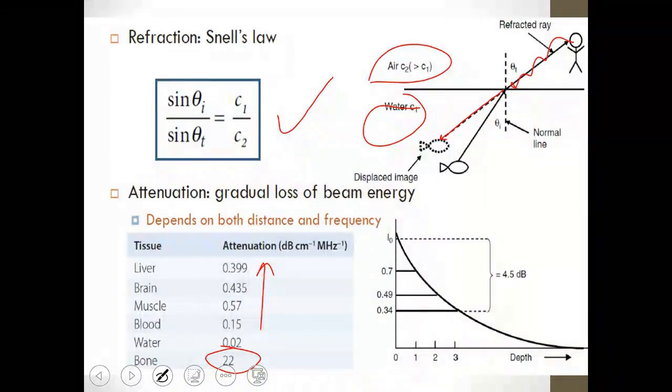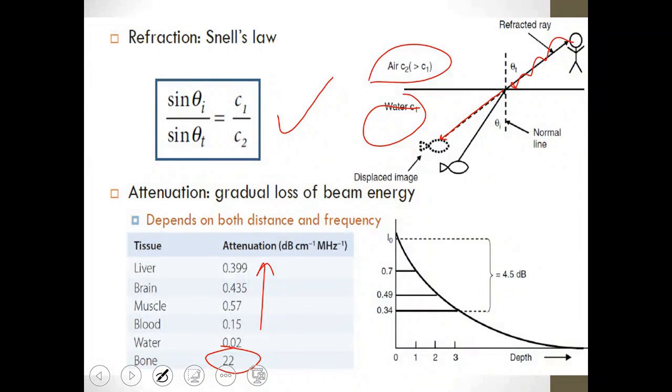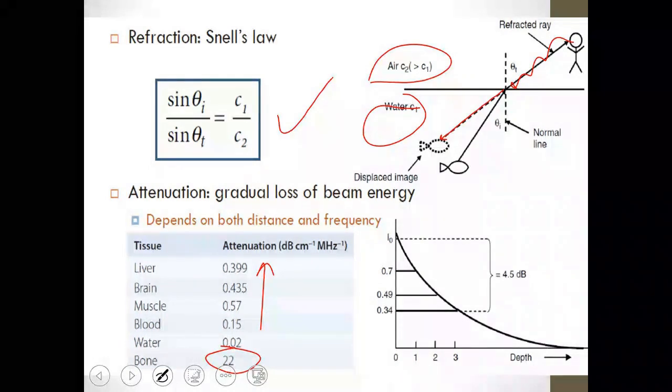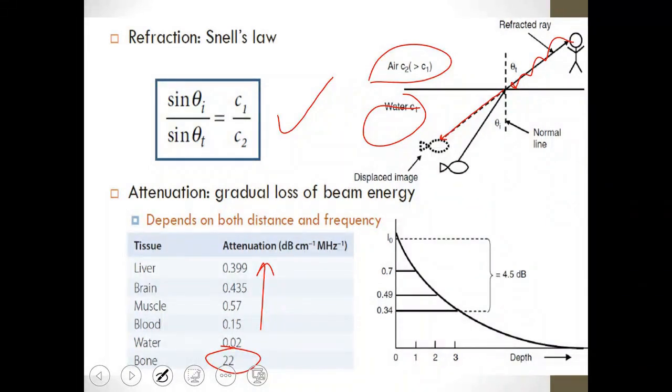As we discussed earlier, if your depth increases, you are moving further away, and you will also experience loss. The attenuation coefficient of the material is specific to the material you are working with, whether it's muscle, blood, water, air, bone, liver, or whatever. The highest attenuation I have is found in bone, with its unit being decibels per centimeter per megahertz.